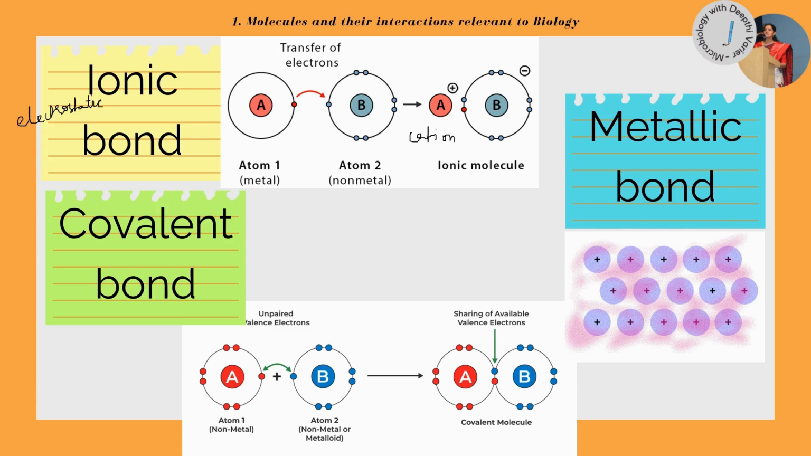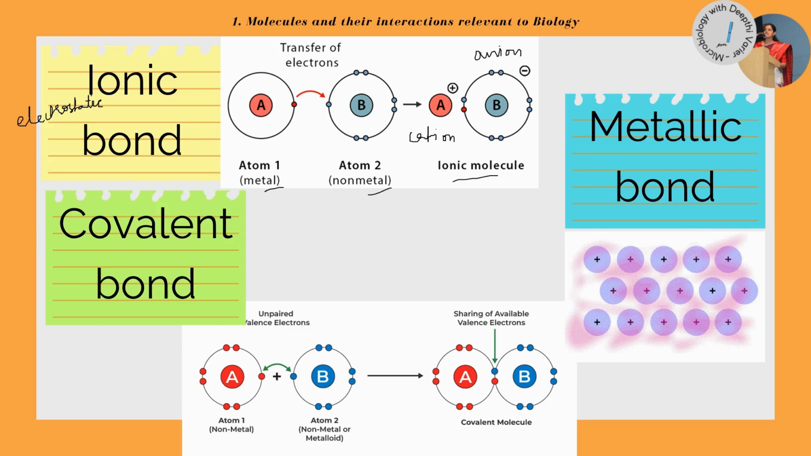It's more electronegative. So it is taking up the electrons that are lost by A to form a negatively charged ion. It has taken up an electron, so now it has an extra negative charge and it is termed an anion. Now when these cations and anions come together, an ionic bond is formed and you get an ionic molecule. Why did they come together? Because we know that opposite charges attract each other. So an ionic bond is usually seen between a metal and a non-metal because metals tend to lose electrons and non-metals tend to gain electrons. The electronegativity difference is very, very high between these two.